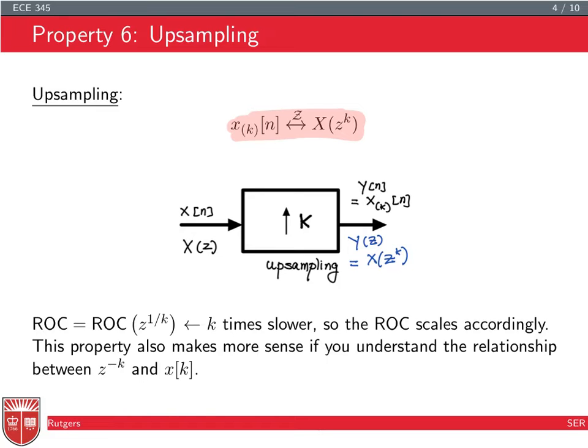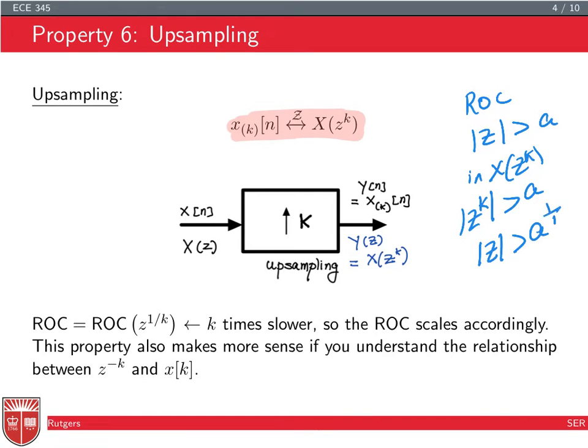So you just replace in the equation of the ROC z by z to the power 1 over k. For example, let's suppose that the ROC was norm of z greater than a, and in x of z to the k, the ROC is going to become the norm of z to the k is greater than a. This means that the norm of z is greater than a to the 1 over k. So that's what's going on.